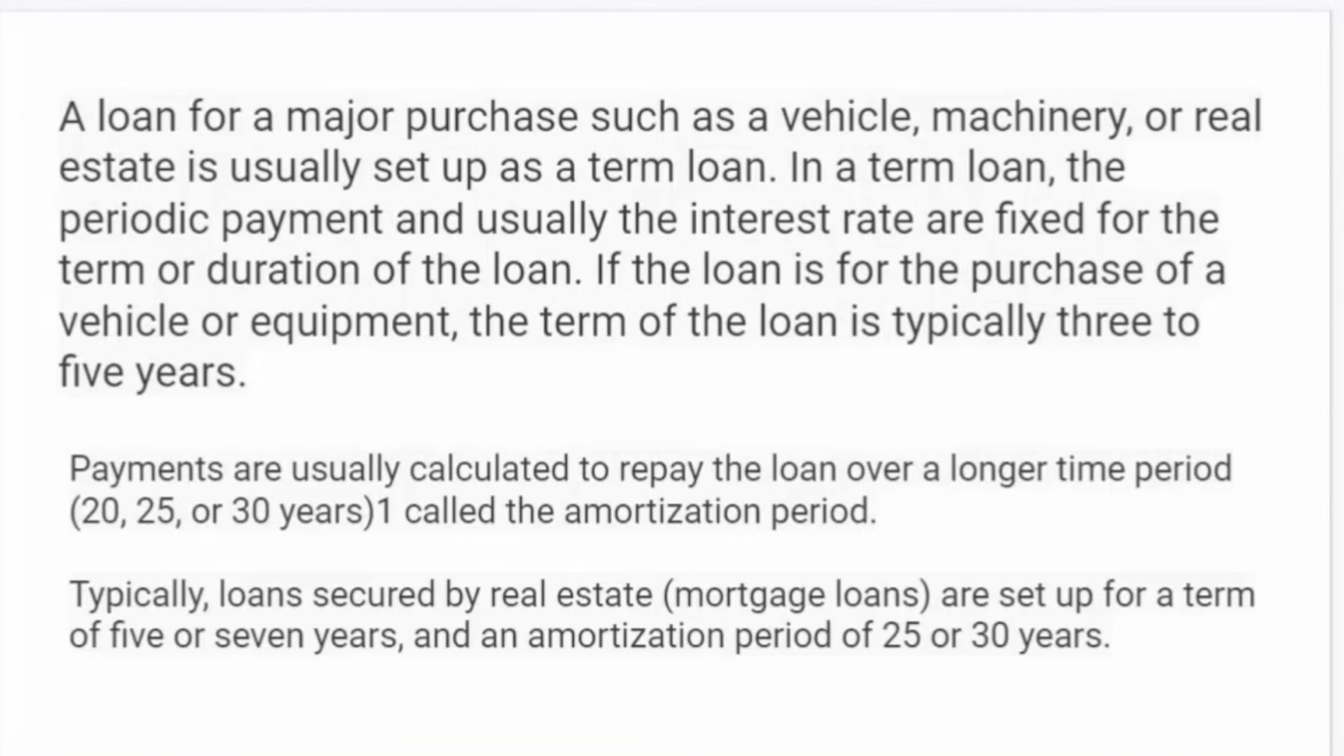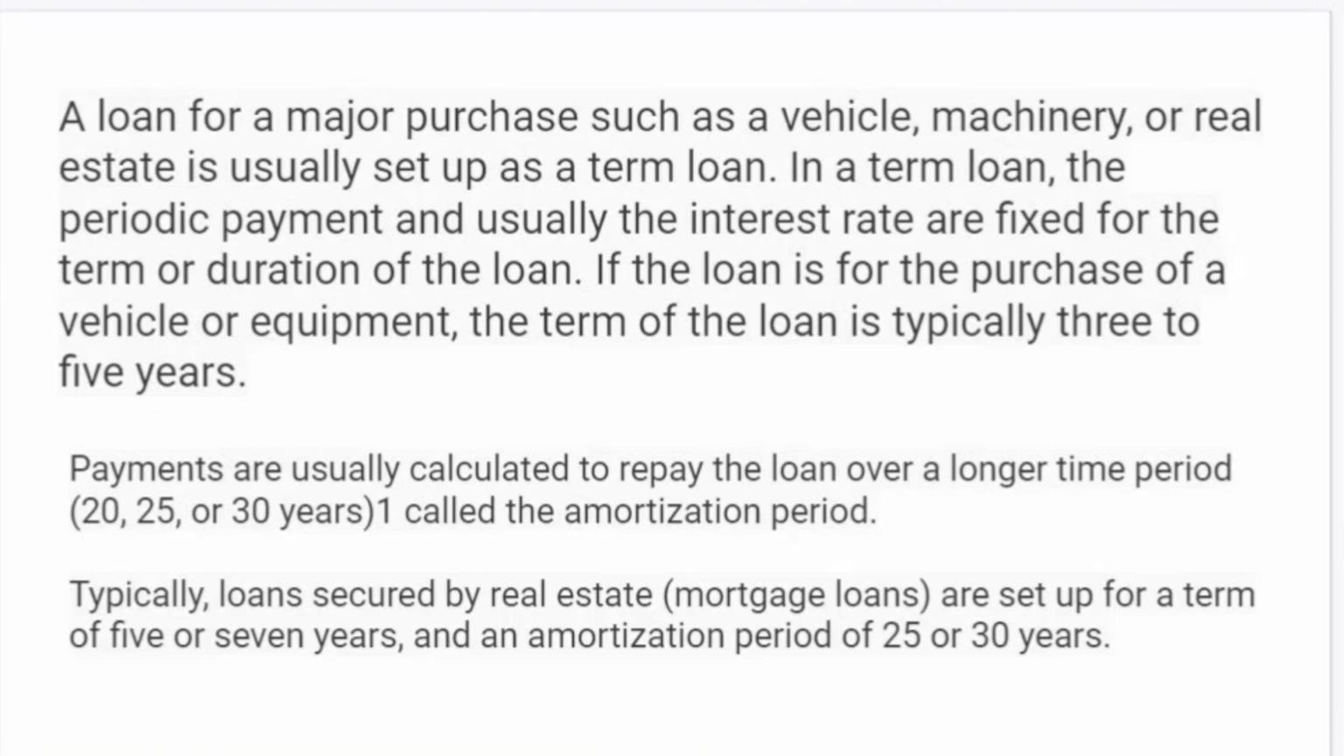So a loan is normally taken for major purchases for a company. If you buy a vehicle, machinery, or real estate, it's usually set up as some sort of loan. And in a term loan, the periodic payment is usually at a fixed interest rate, say 5%, that is fixed over the duration of the loan. Now, the reason that they're short term is that we know interest rates vary. So lending companies, banks, whatever, don't really like the idea of a long-term loan with a fixed rate, because they can't predict what the future is going to hold with regards to interest rates. So normally, if it's somewhere between 3 and 5 years, they can say, okay, we can tolerate that.